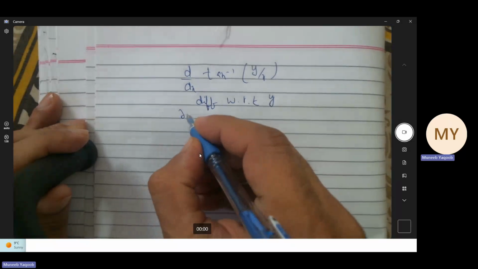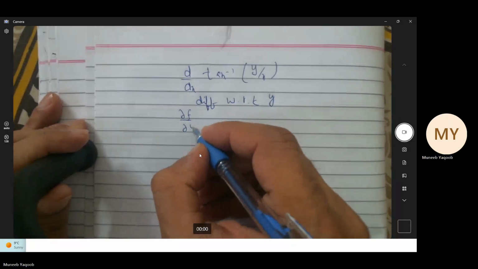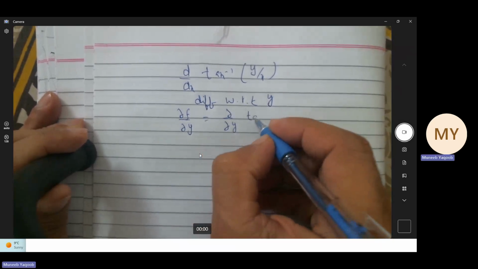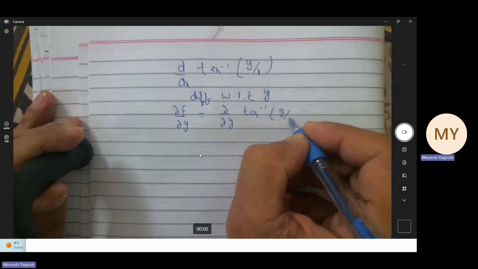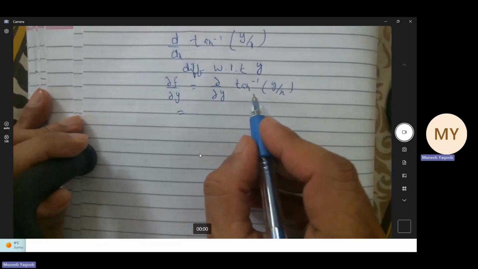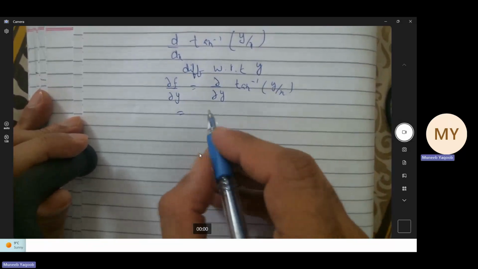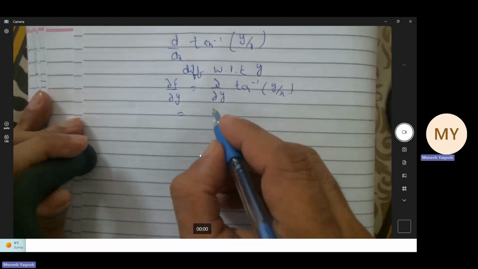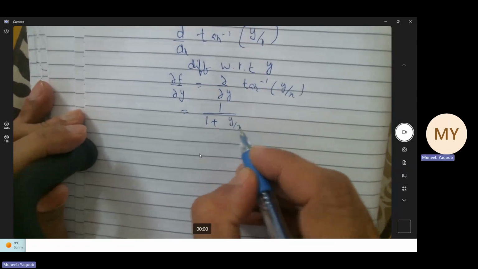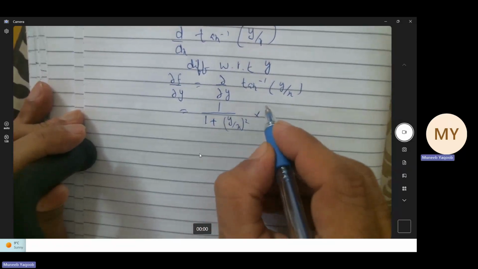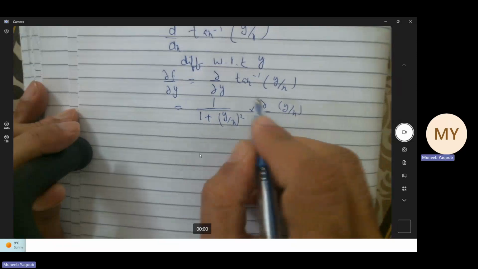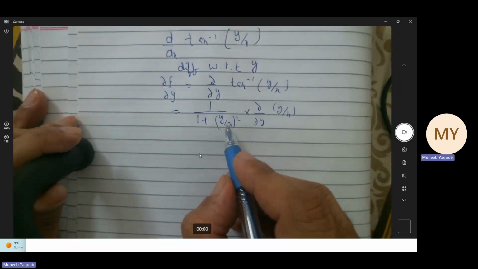So del f by del y is equals to del by del y of tan inverse y upon x. Now, since the derivative of tan inverse of y is 1 over 1 plus y square, the derivative of tan inverse y upon x will become 1 over 1 plus y upon x whole square into the derivative of y upon x, because this y is not simple y, rather it is y upon x.